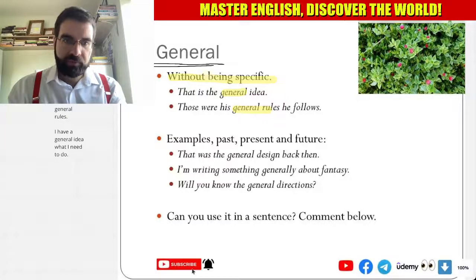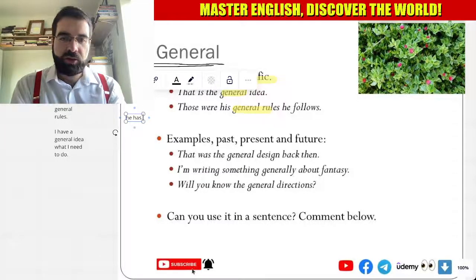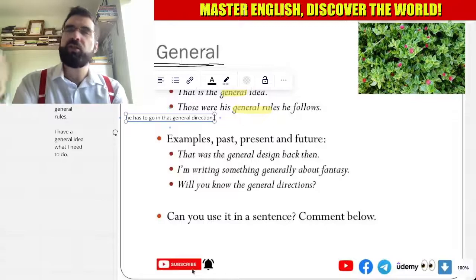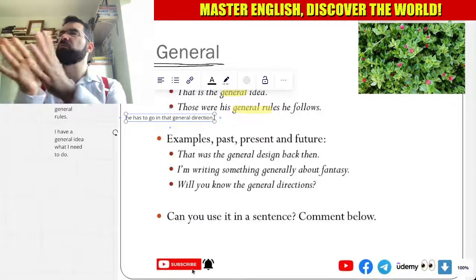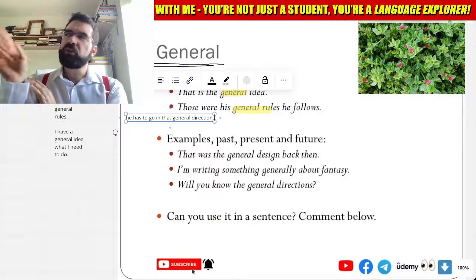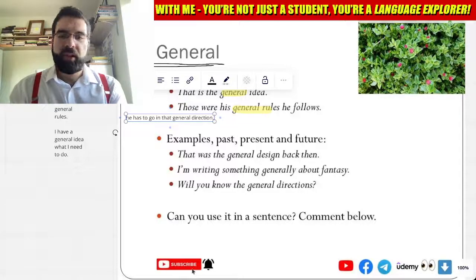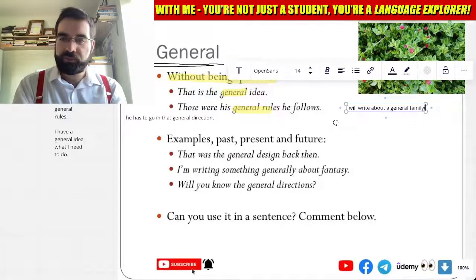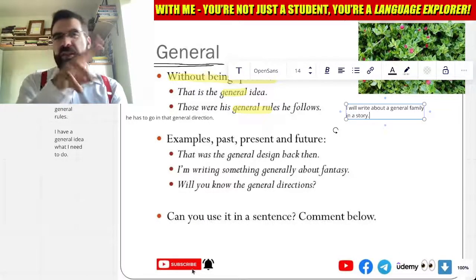He has to go in that general direction. Yeah, that way. So I will write about a general family in a story. Not specific, but just in general.